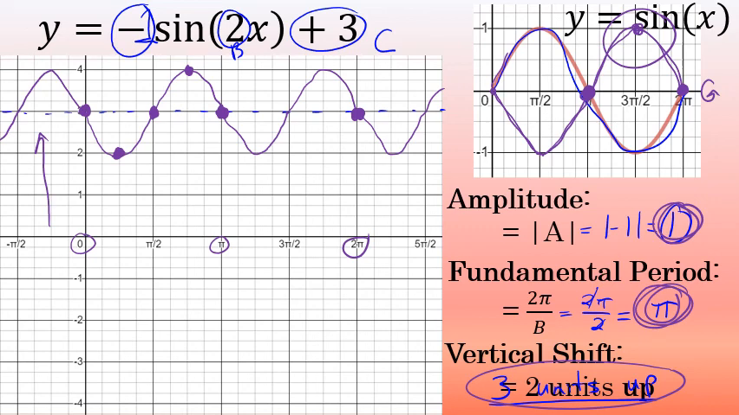On the screen now is the coordinate plane that I've been given completely filled up with the graph of y equals negative 1 sine of 2x plus 3.